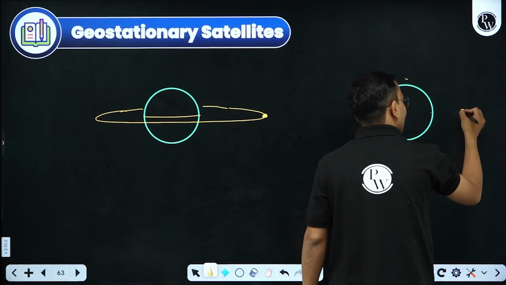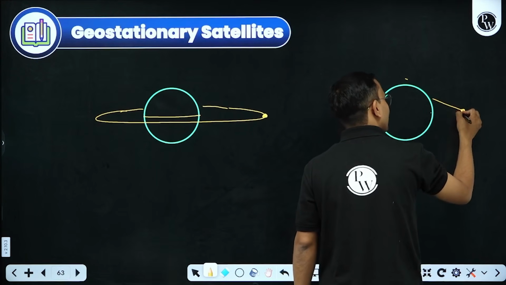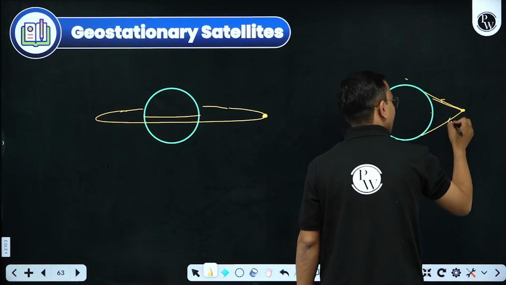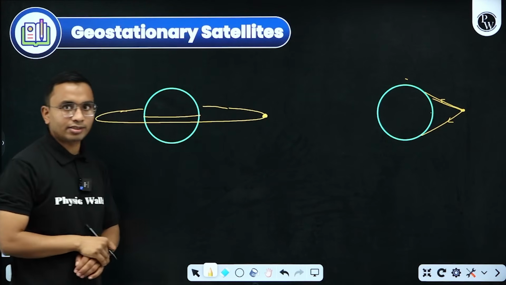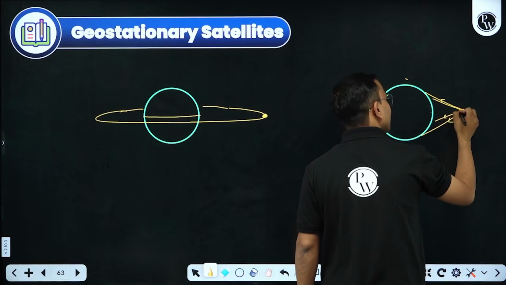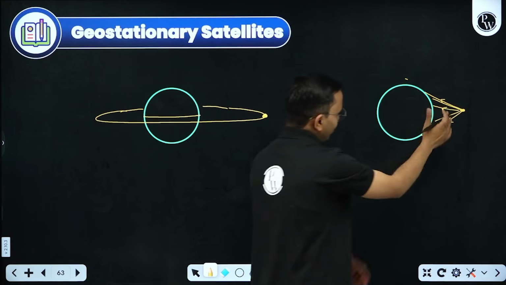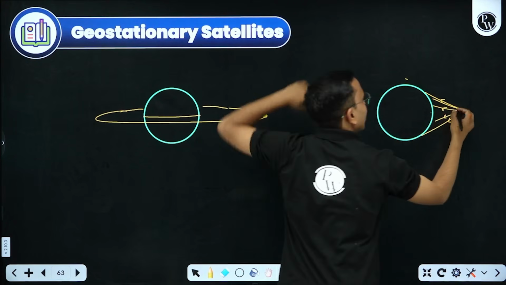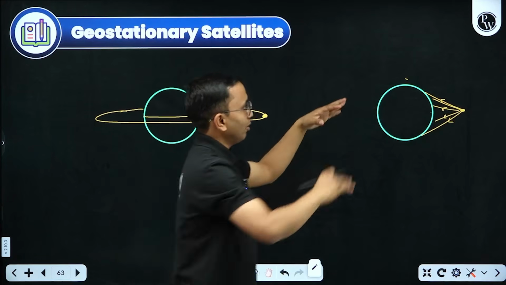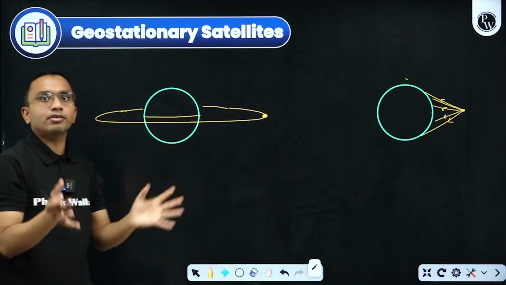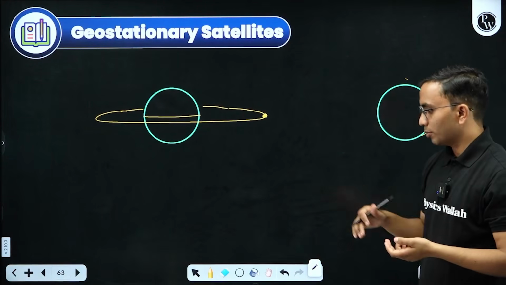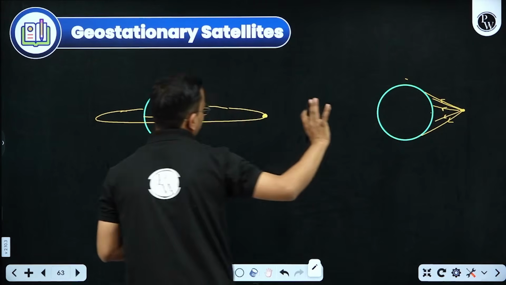So these types of satellites are used for communication purposes, for television, live telecasting, all these things. You see that these satellites can cover this much region. If this satellite is there, it can cover from here to here. Similarly, we have multiple satellites so that we can cover the entire surface of the Earth, or the entire region that we want to cover. Anyways, we need not go into that much detail, that is not required for us.